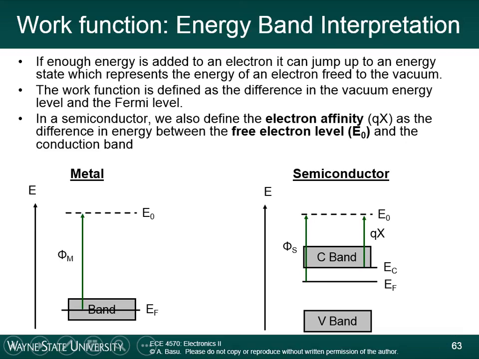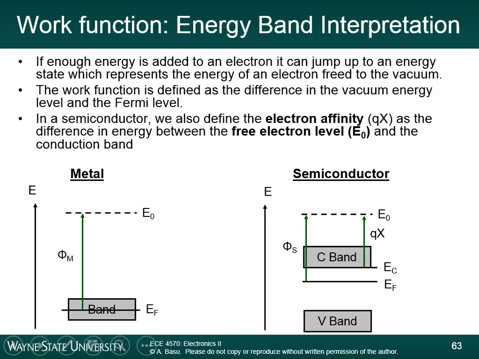If you compare this to a metal, most of the electrons are just below the Fermi level, so the electron would gain enough energy to go to the free electron level. In the semiconductor case, the definition is still the same. Phi s is the difference between EF and E0. However, in a semiconductor material, remember that there aren't any electrons right at the Fermi level. The electrons are slightly higher than the Fermi level, near the conduction band.